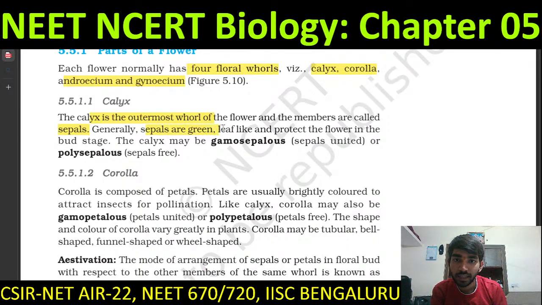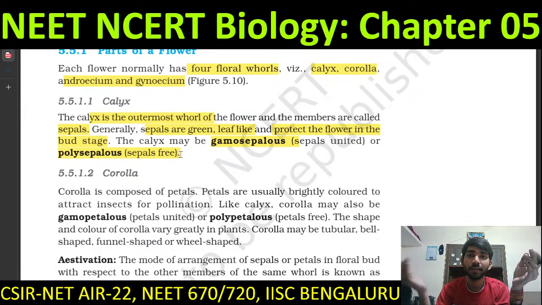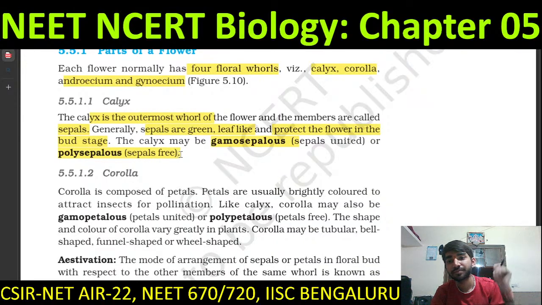Sepals are green leaf-like structures, so they can also do a little bit of photosynthesis, but the main function is to protect the flower in the bud stage. If they are together, gamo meaning united, it is gamosepalous, and if they are free, it is called polysepalous. Because there are multiple and they are not fused, it is polysepalous. But if there are multiple and they are fused or united, then it is gamosepalous. Gamo meaning like marriage. So they are together, they are united. So gamosepalous means their sepals are united.